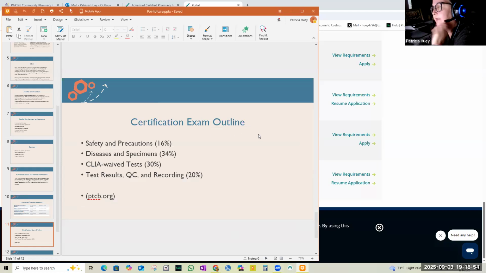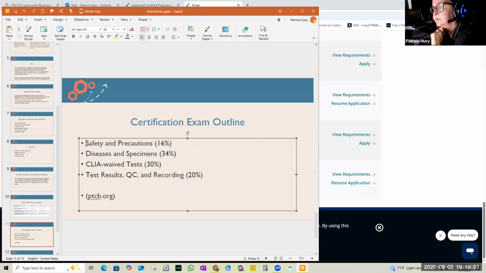And the certification exam outline for this one: 16% of the exam is going to have questions on safety and precautions, because we always want to be safe and take the precautions that we need to. 34% is on the diseases and specimens. So are we talking about a diabetes test? Are we talking about cholesterol?